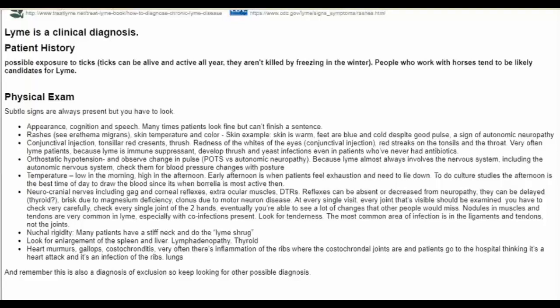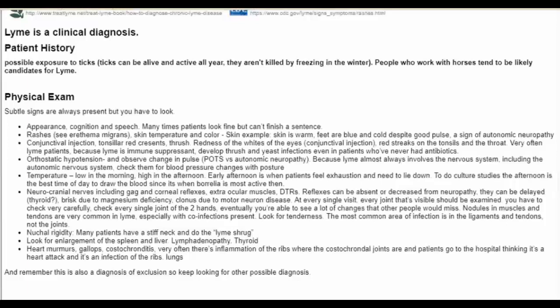There's a list of reflexes here that doctors should know how to check. And those reflexes can be completely absent or decreased because of the effect on the nervous system, or they can be delayed, and thyroid can be involved there. So if these nerve reflexes are really brisk, that can be a magnesium deficiency. So all of this stuff is geared towards the doctor, the physical examination. They can read this at every single visit, especially once Lyme is suspected or diagnosed.